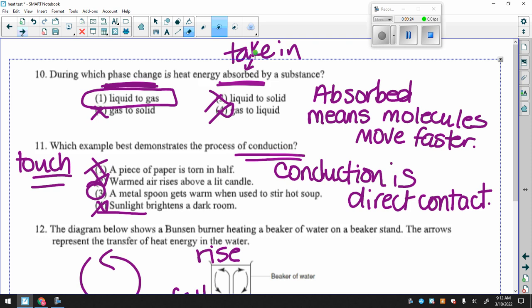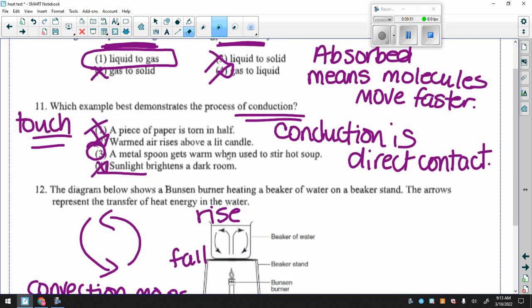Number 11. Which example best demonstrates conduction? It's going to be 3. Why? Because conduction is direct contact. Conduction, the molecules or the particles need to collide. They need to touch. If you got this wrong, circle the correct answer and then tell me why. The purple is the why. Right now, circle the right answers if you got them wrong. Number 12.